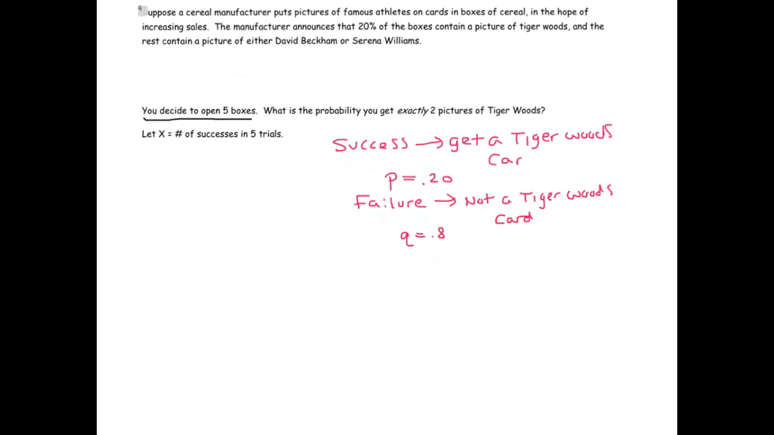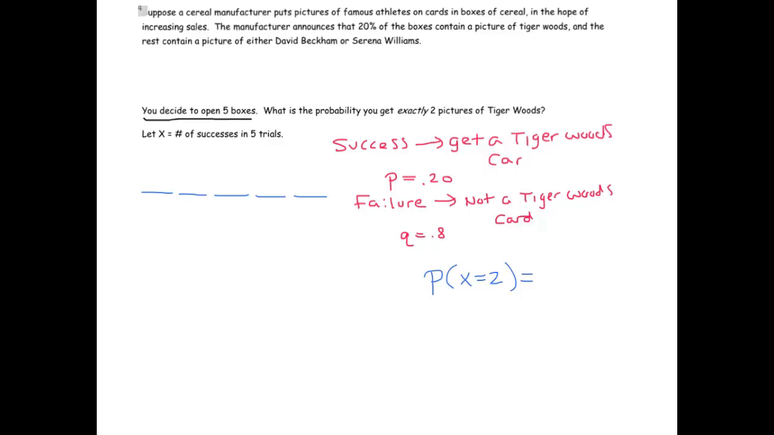Now what I like to do is I like to put my 5 boxes out in a row. So here's my 5 boxes: 1, 2, 3, 4, 5. And again, notationally, we're interested in, I'll write it over here, we want the probability that X is equal to 2. So we've got 5 boxes, and for 2 of them to have Tiger Woods pictures, that would mean that any 2 of these boxes is going to have a Tiger Woods card in them, but only 2.